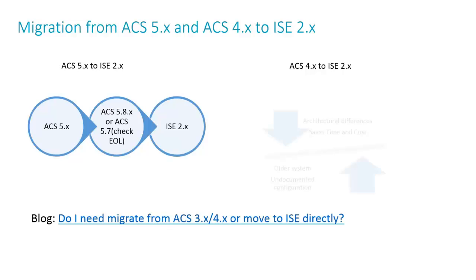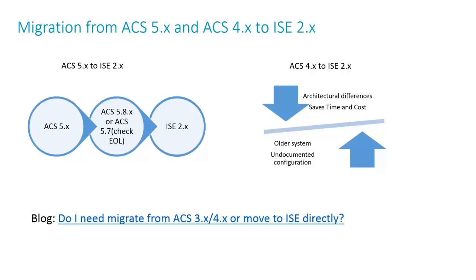ACS 4X to ISE 2X is a two-step migration process. You have to migrate once from ACS 4X to ACS 5X, and then from ACS 5X to ISE 2X. There are big architectural differences between ACS 4X and ACS 5X, and ACS 5X has policy differences with ISE. In ISE, the policies are flat. In ACS, the policies are more hierarchical. So there is no guarantee that the data would be carried over between these two migrations.